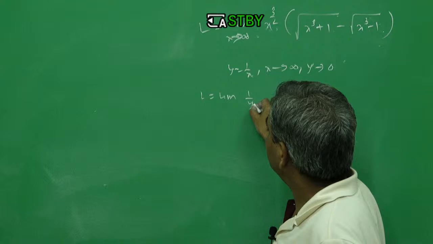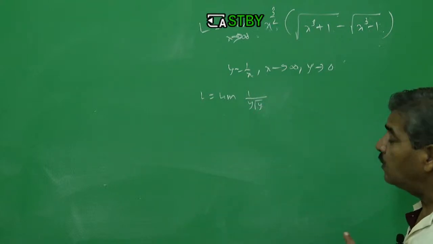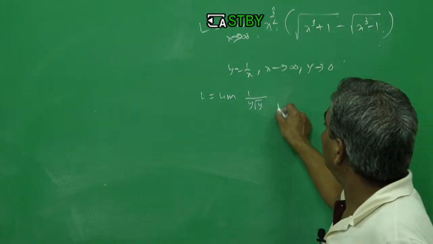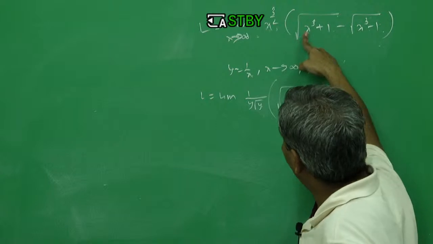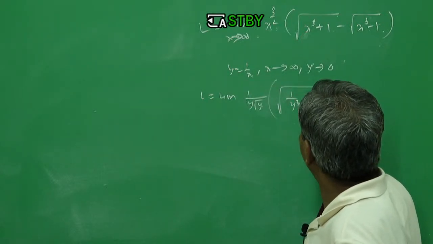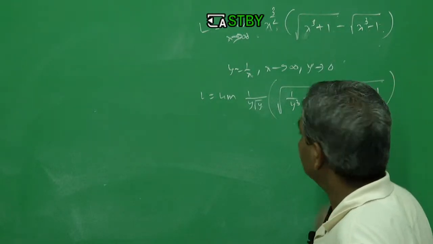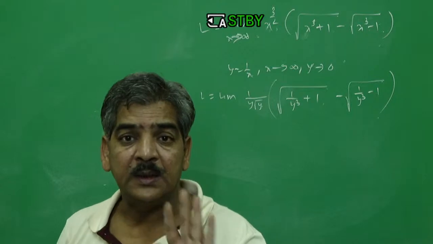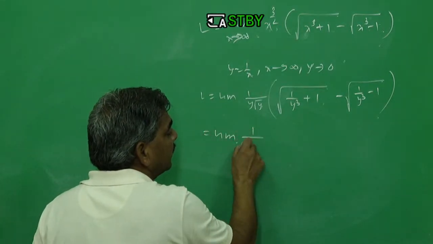That is what y root y. It's correct. देख लो, it's correct. Root of, inside the bracket x is equal to how much? 1 upon y. So 1 upon y cube plus 1 minus root of 1 upon y cube minus 1. It's correct. Nothing is wrong. So this is equal to limit of 1 upon y root y.